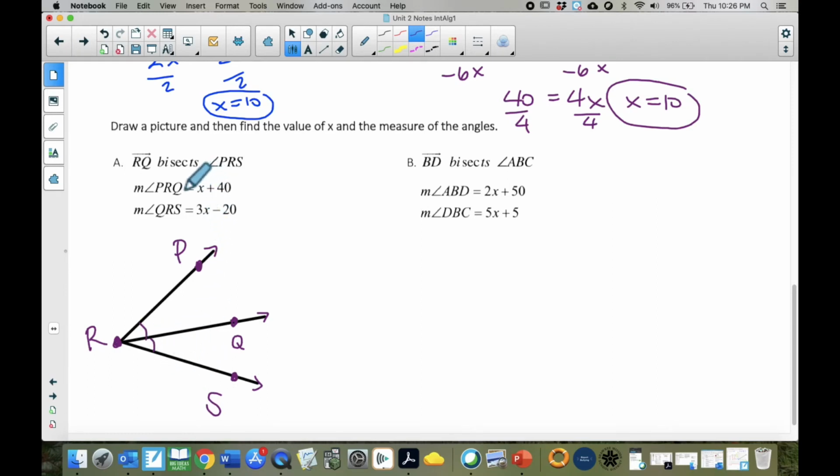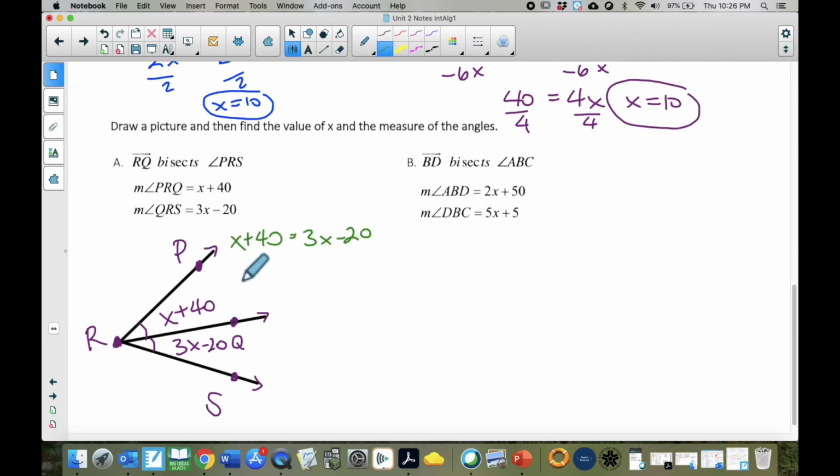So then they tell us that the measure of angle PRQ is x plus 40, and the measure of angle QRS is 3x minus 20. Okay, so I've marked everything I need to mark. I'm supposed to find x. The way I'm going to find x is I'm going to set these two equal to each other.